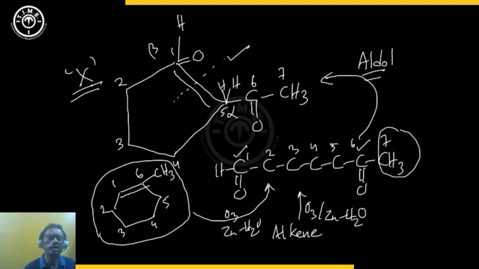So to form X, you start with this cyclic alkene. How do you name this? Methyl cyclohexene, right? So using this, we are able to get the product which the student wanted to make. I hope this is clear.